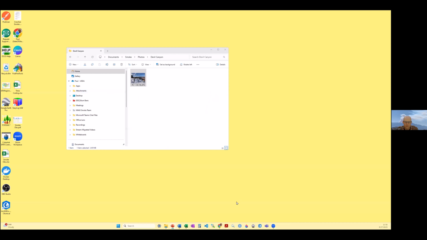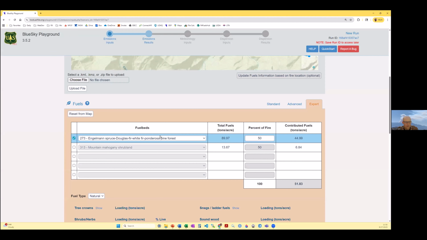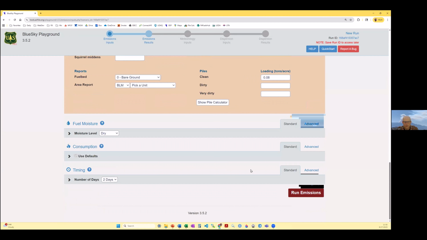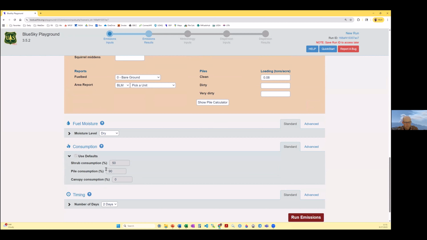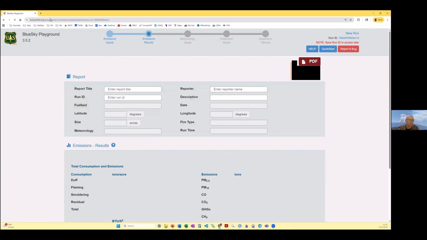Yeah, absolutely. If I bring back up the BlueSky, it's manual as an option, Gil. I can change the consumption here from 50% of shrubs to 10% of shrubs. And if all I do is go from dry to wet, that will also reduce the amount burned and therefore the quantity. So, great point there.